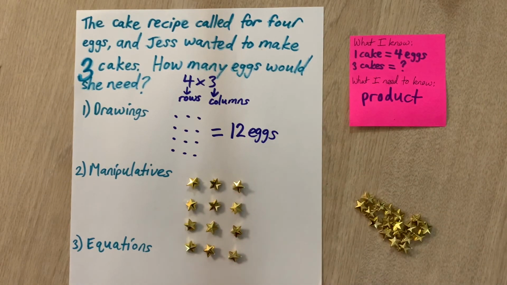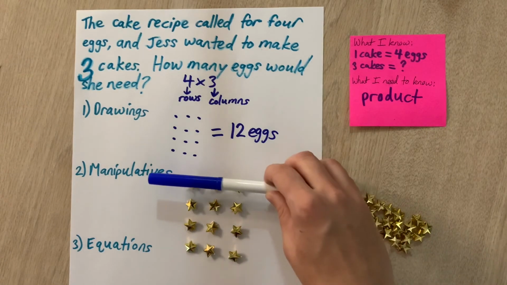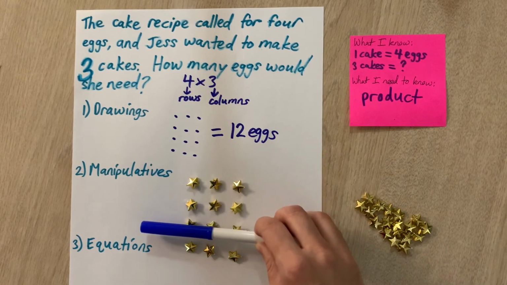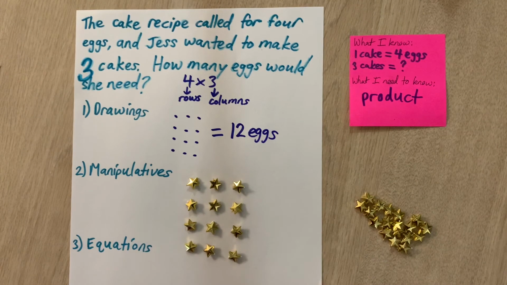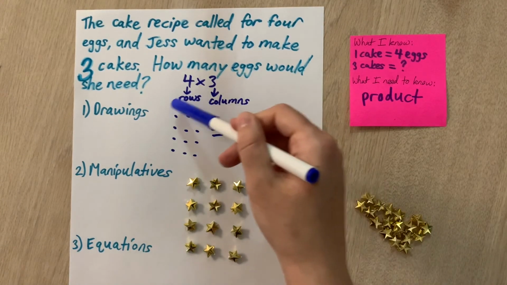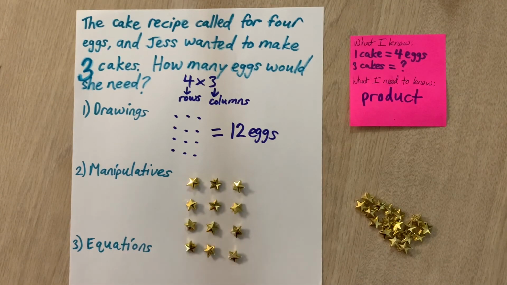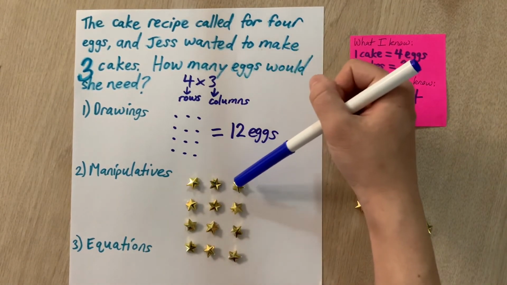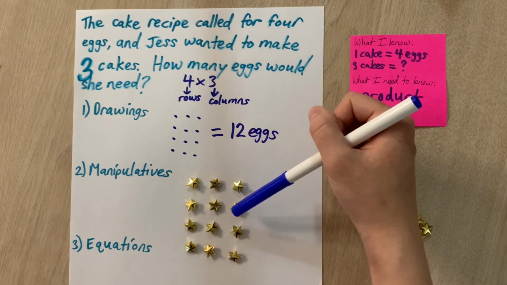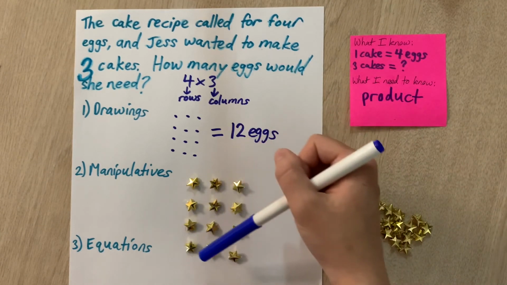Okay, and let's double check. So we should have 4 rows. So we've got 1, 2, 3, 4, and 3 columns. 1, 2, 3. Okay, and now we have to add up all of our stars. Just like we added up all of our dots for the drawings, we're going to add up all of our stars for the manipulatives. So we've got 1, 2, 3, 4, 5, 6, 7, 8, 9, 10, 11, 12.